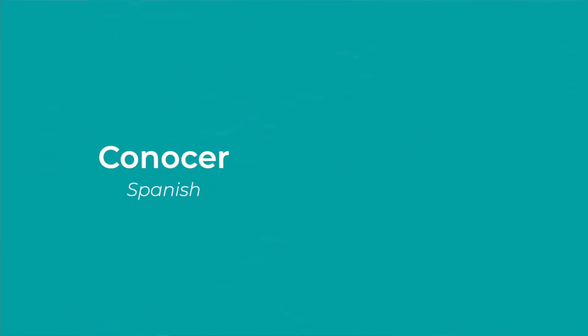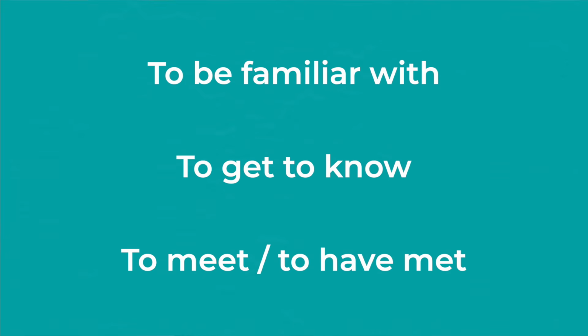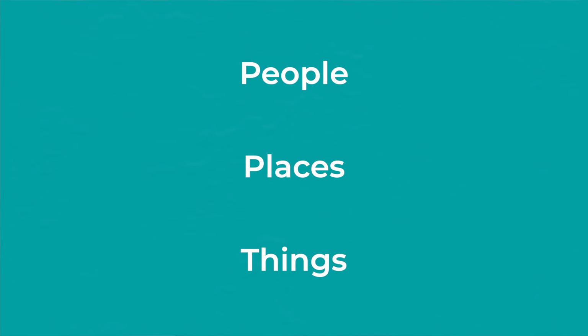All right, now let's look at the meaning of conocer and how we can think about this verb in relation to English verbs. So conocer could also be translated as to know. But this is where one of the main problems lies with saber versus conocer. Instead, it's better to think of conocer as to be familiar with, to get to know, or to meet, or to have met. And we use this verb with people, places, and things.